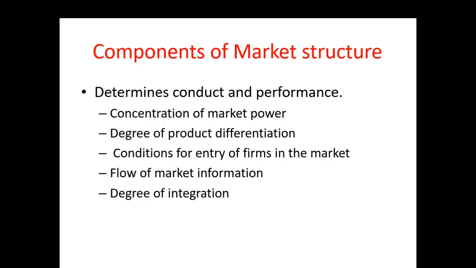And the degree of integration, horizontal and vertical integration. Horizontal integration means from the primary producer to the seller and to the consumer, and vertical integration between the various sellers and various buyers. All these are components of market structure, and all these influence the performance, that is, whether the market power is concentrated in a few persons or dispersed among a lot of buyers.